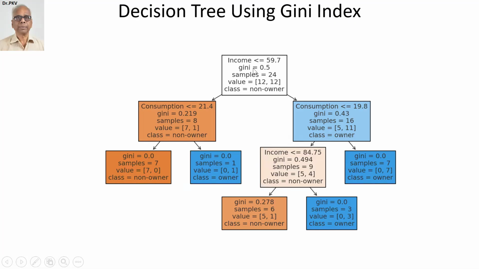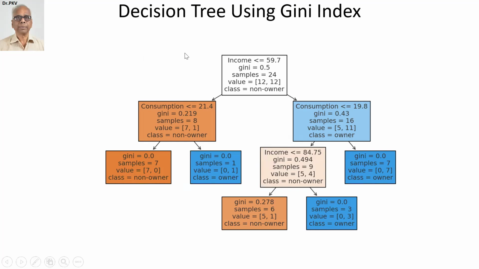Now, how is the Gini 0.5? Very simple. If you use the formula 1 minus sigma pi squared, in this case, it is 1 minus 12 divided by 24 whole squared minus 12 divided by 24 whole squared, which on simplification will give you 1 minus 0.5, and that is 0.5 here. So you are starting the exercise with the Gini of 0.5 and seeing how much you are gaining at every stage, and in the end, so that you get the best split and the best accuracy.